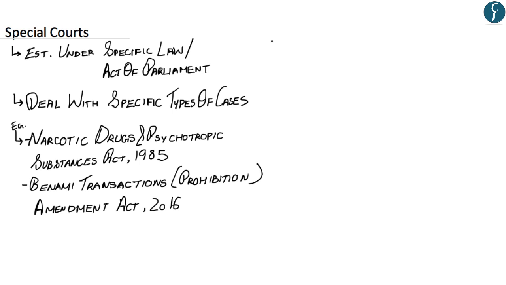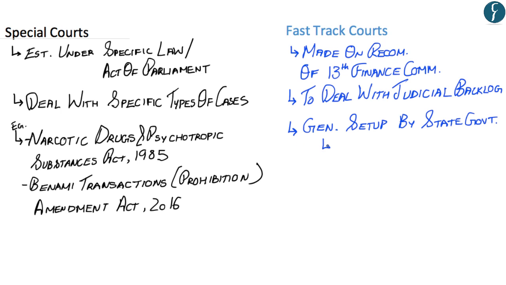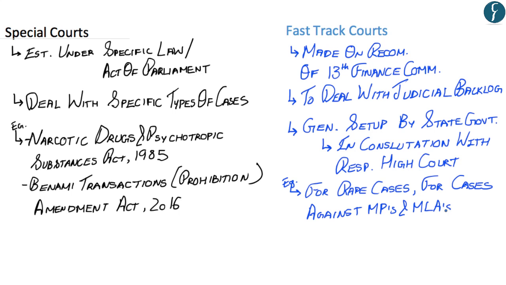Now fast-track courts were made on the recommendations of the 13th Finance Commission, and it was recommended to deal with the judicial backlog. Now fast-track courts are generally supposed to be set up by the state government in consultation with their respective high court. Now example of such fast-track court is that they have been set up for rape cases, to dispose of the criminal cases against Member of Parliament and state legislatures, among other various examples. Now hopefully with this, you have gotten a conceptual understanding of what is the difference between special courts and fast-track courts.